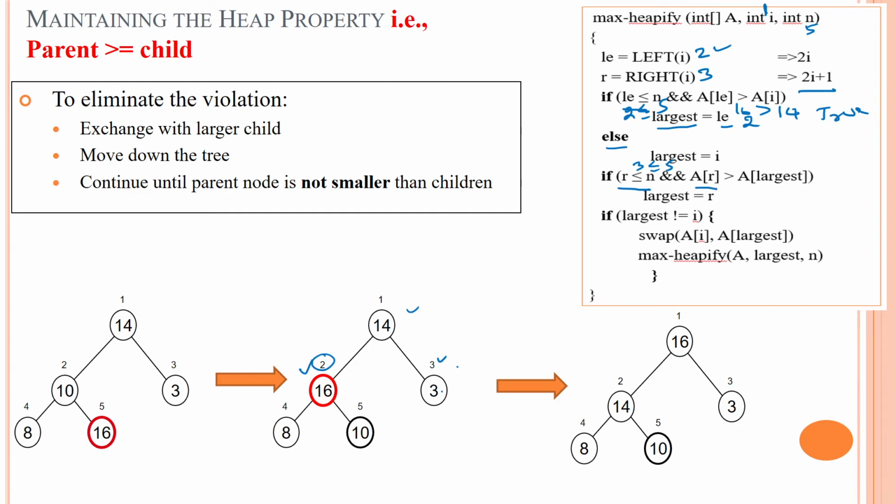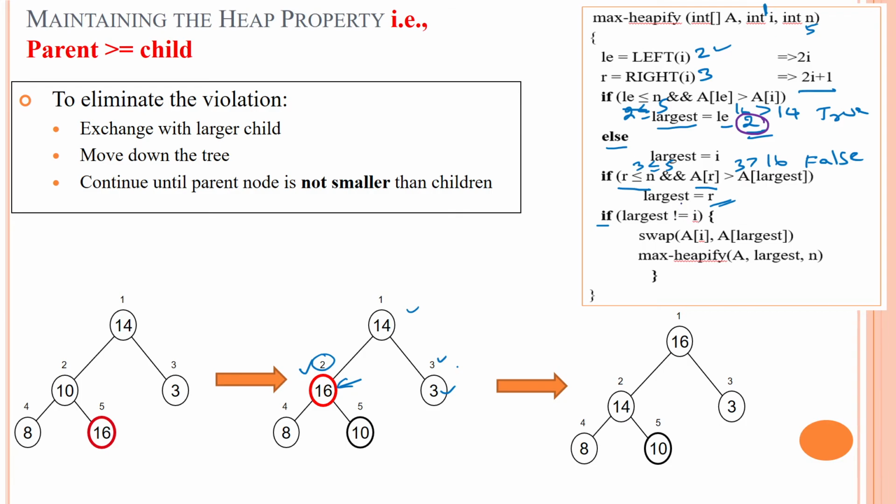A of R is 3. 3 greater than A of largest. Which is the largest here? Index number 2. So this one. Okay, we are checking 16. Okay, 3 greater than 16. This becomes false. Once it becomes false, this will not execute. Then now this if condition, which is the largest index? 2. The largest value is available in index 2.